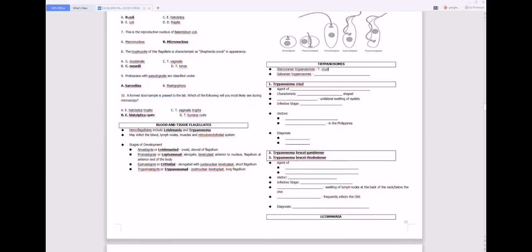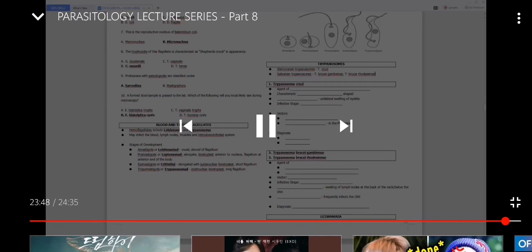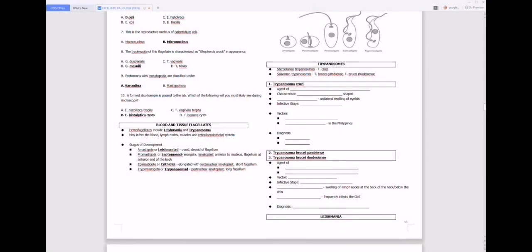So the stercorarian trypanosome is Trypanosoma cruzi, while the salivarian trypanosomes are Trypanosoma brucei gambiense and Trypanosoma brucei rhodesiense. So as you can see, lahat ng mga brucei, they are salivarian trypanosomes. But Trypanosoma cruzi is a stercorarian trypanosome. Sterco, diba? Stool, sterco. Okay? So first, let us go to Trypanosoma cruzi.